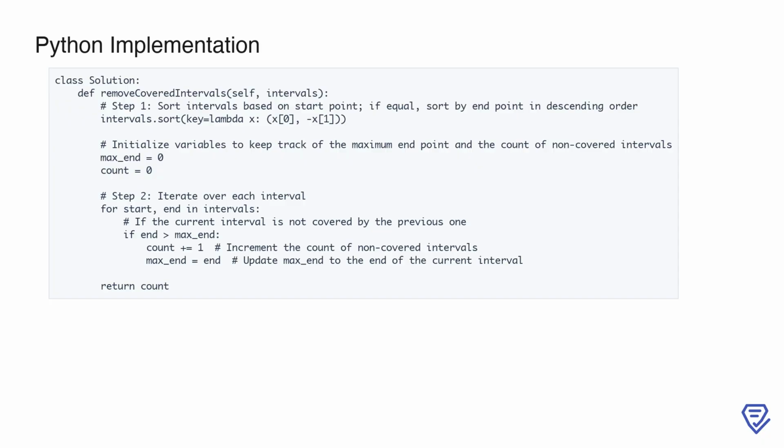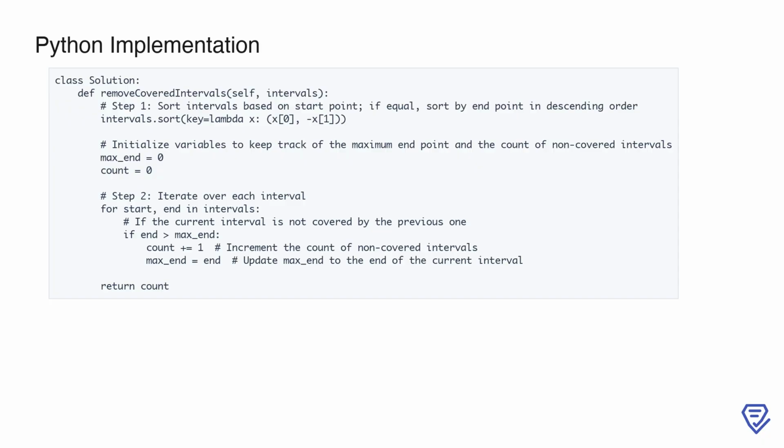We initialize two variables: max_n, to track the farthest end point seen so far, and count, to keep track of the number of non-covered intervals. Both are initially set to 0. Next, we iterate through the sorted intervals.